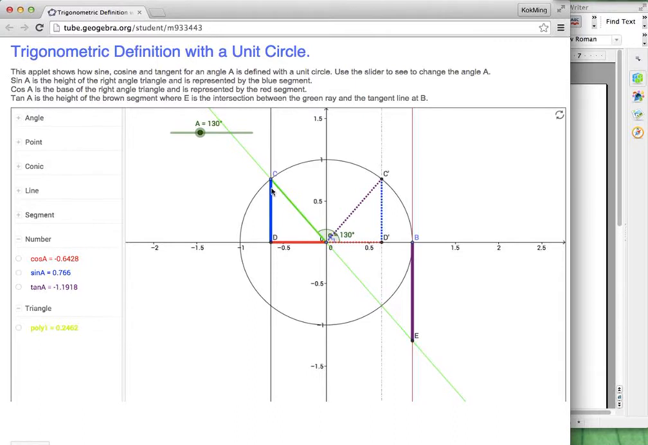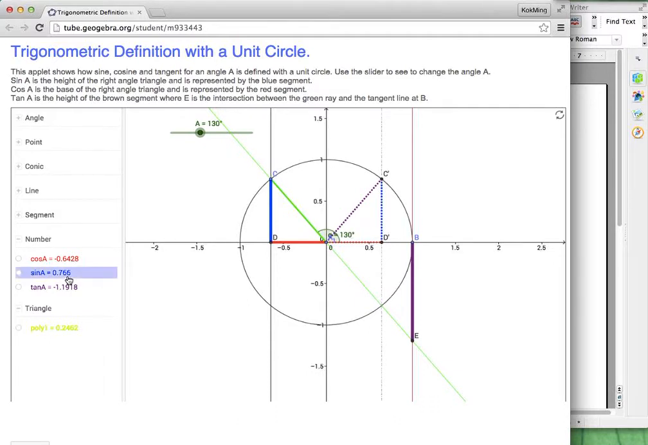And for an angle that is more than 90 degrees, for example like this, 130 degrees, then here becomes the height. And you can see now the height is still 0.766. And this is the same height as this one. And that angle here is, well, 180 minus 130, which is 50 degrees.